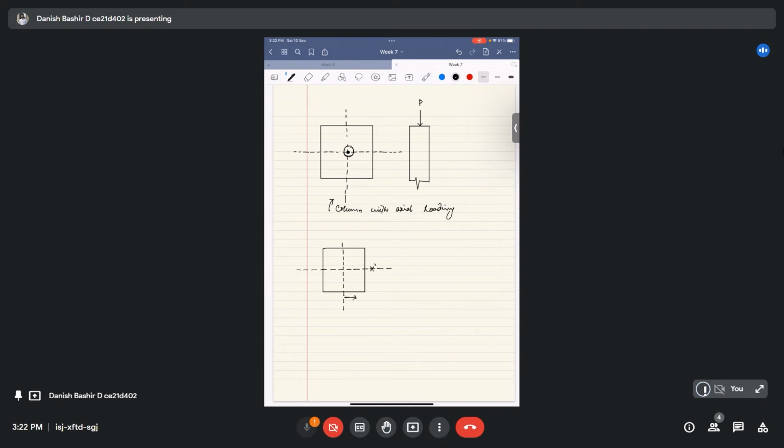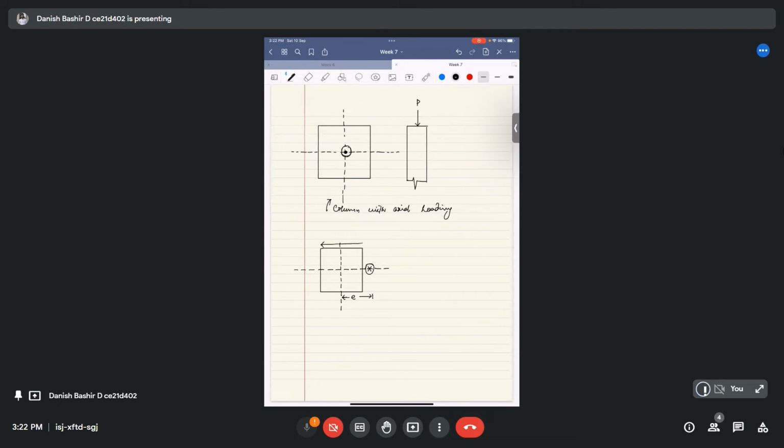For example, if our load P is acting at this point, it means that it is having some eccentricity E with respect to this axis, like this. For example, if the dimension is D. Now on the side profile we can show it like this, how this load is acting.